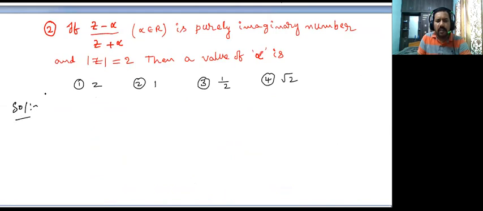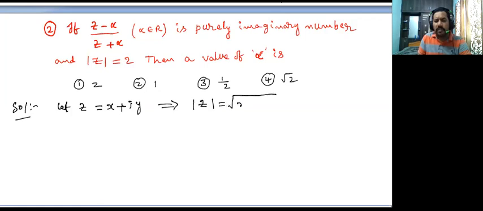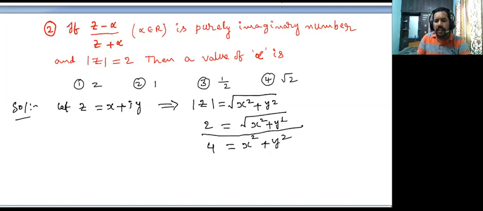Now, let z is equal to x plus iy. Then what is mod z? Mod z is equal to under root x square plus y square. So mod z value 2 is given, substitute that 2 into under root x square plus y square. Now do the squaring on both sides. 4 is equal to x square plus y square. This is the one condition we got.